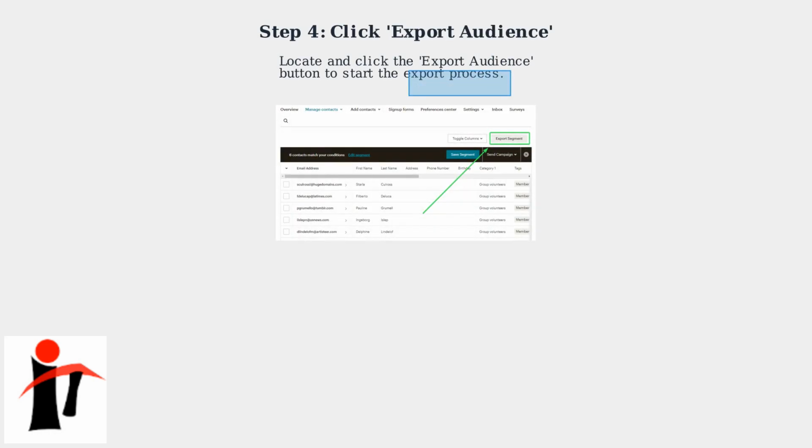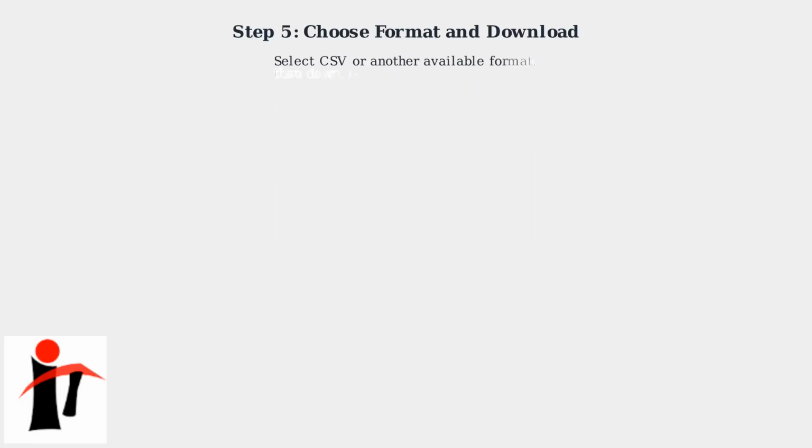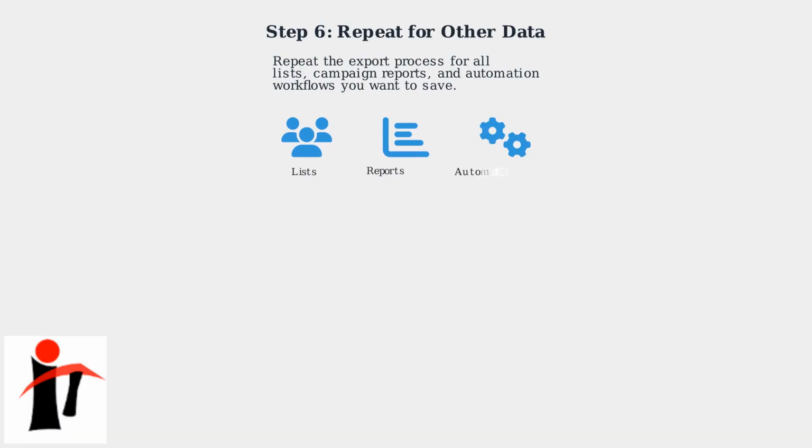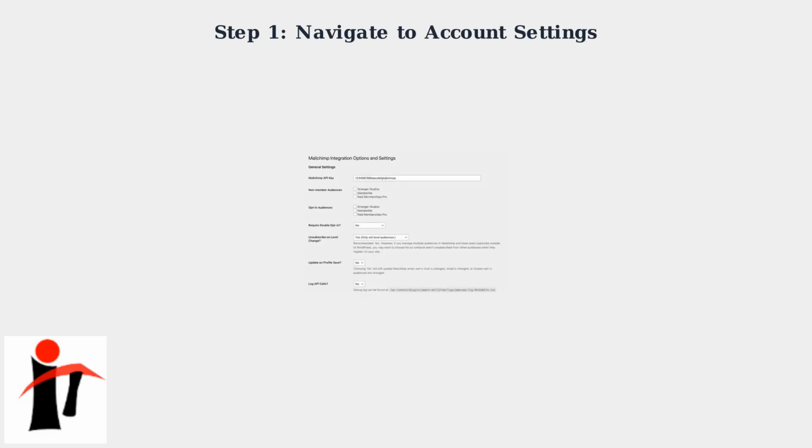Now click the Export Audience button, usually located at the top right of the Contacts page. Choose your preferred export format, such as CSV, and wait for the export to complete. Then download the file to save it locally. Finally, repeat this export process for any additional lists, campaign reports, or automation workflows you wish to preserve before account deletion.